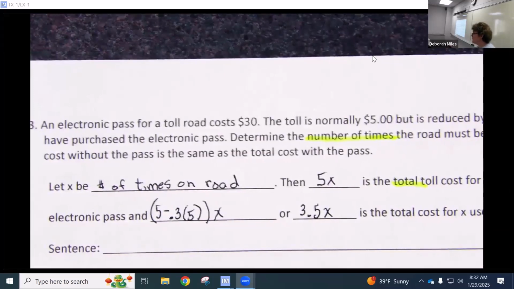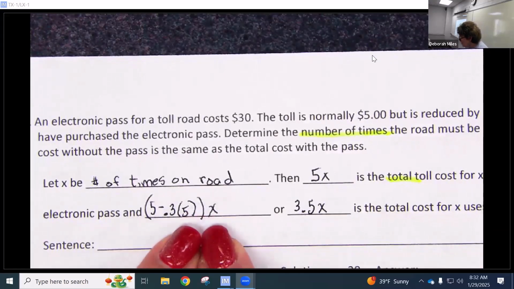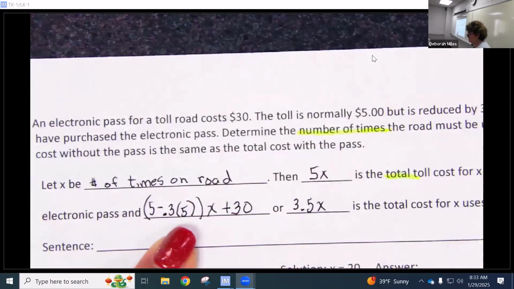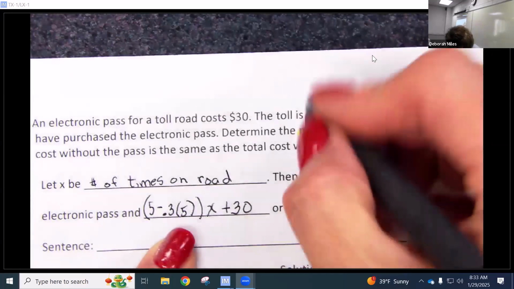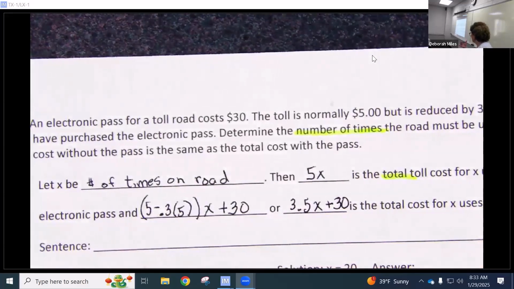If you're going, how much money am I out? You don't get that discount for free. You have to pay the discounted amount every time you go down the road, but you also have to pay for the pass. So 3.5X plus 30 is the total amount the person is out. All right.